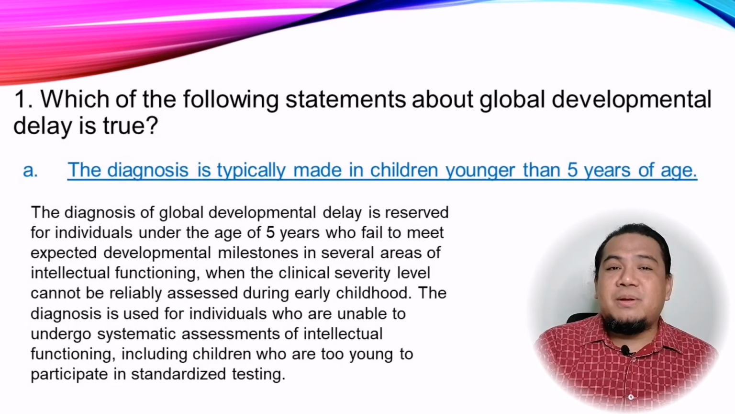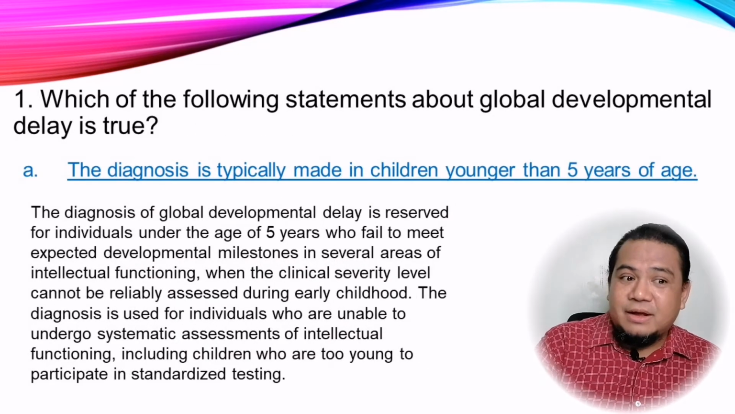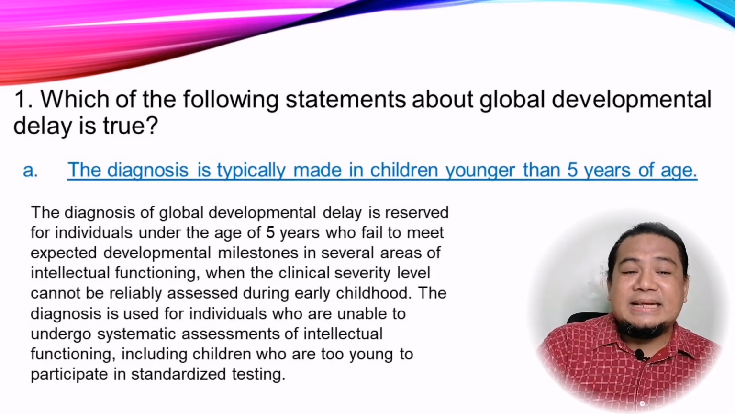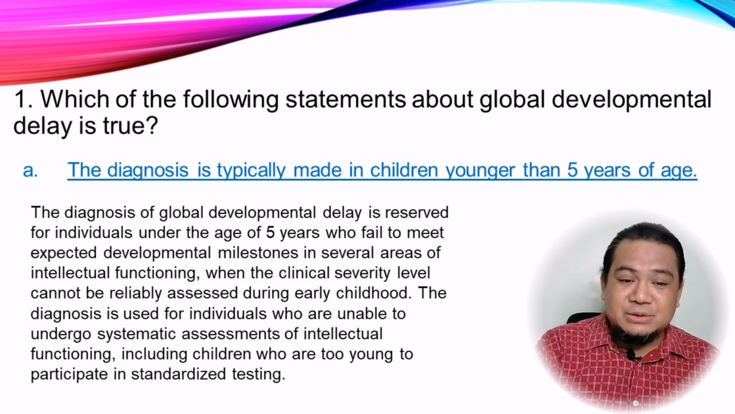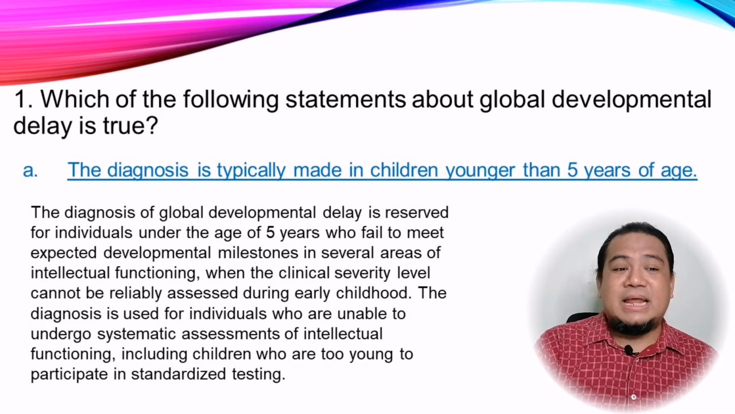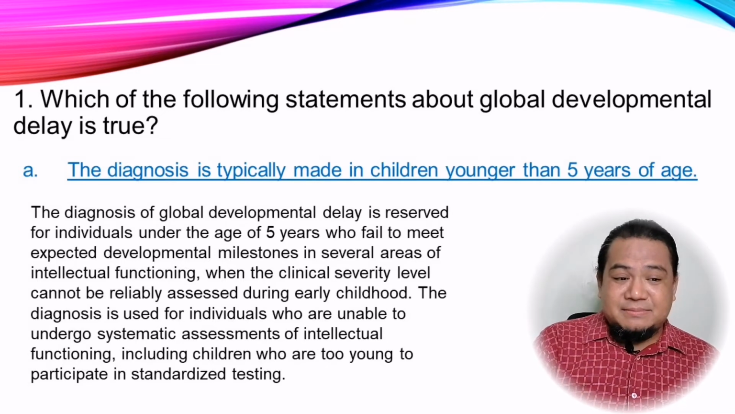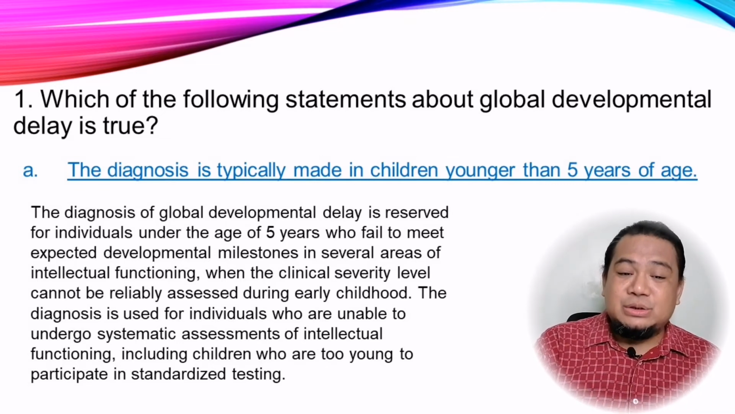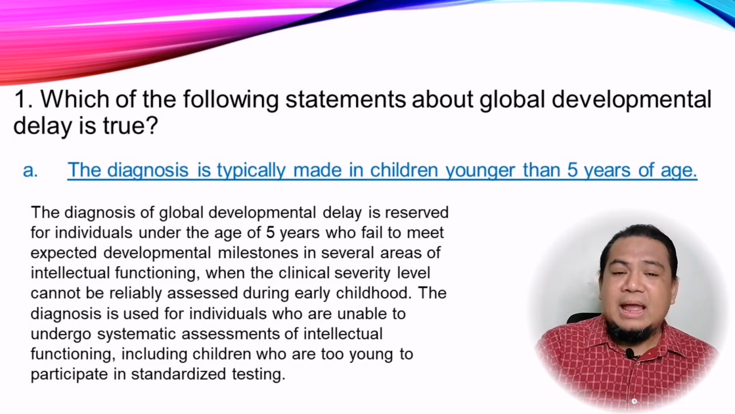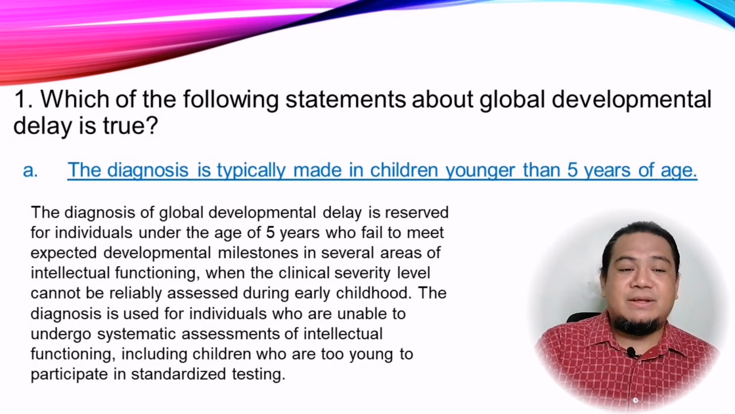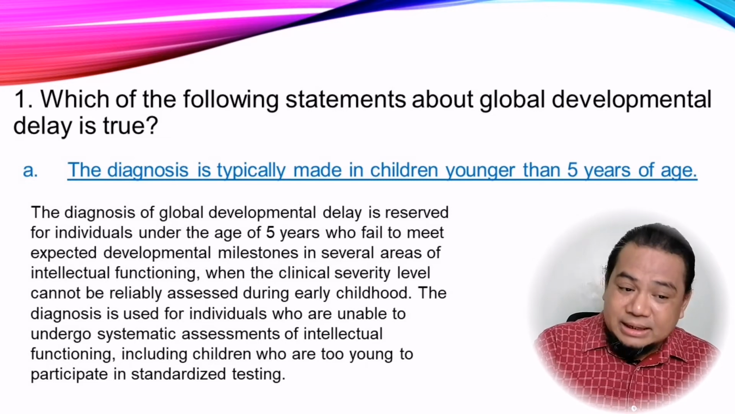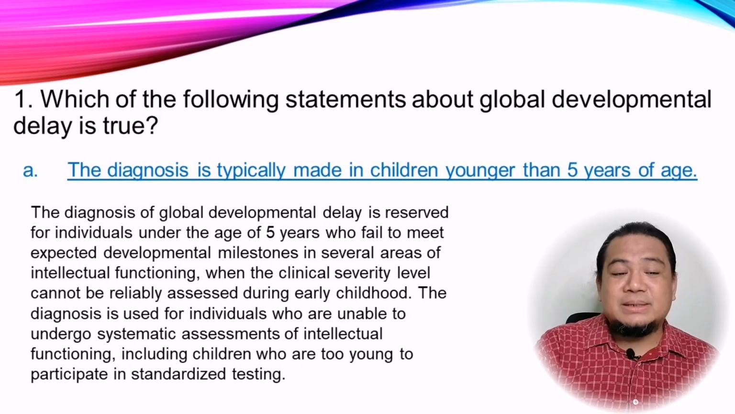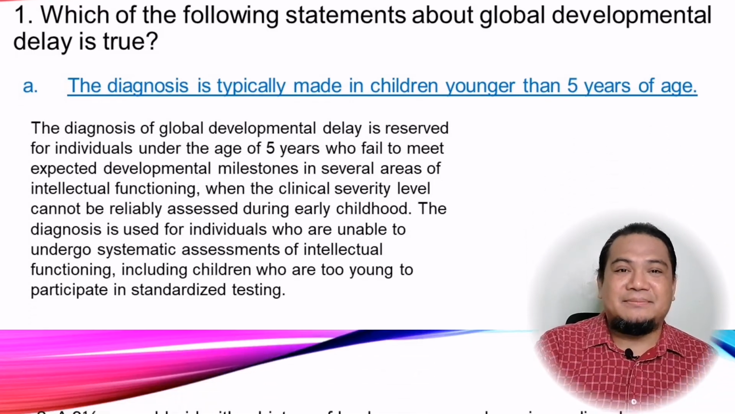The diagnosis of global developmental delay is reserved for individuals under the age of 5 years who fail to meet expected developmental milestones in several areas of intellectual functioning, when the clinical severity level cannot be reliably assessed during early childhood. The diagnosis is used for individuals who are unable to undergo systematic assessment of intellectual functioning, including children who are too young to participate in standardized testing.